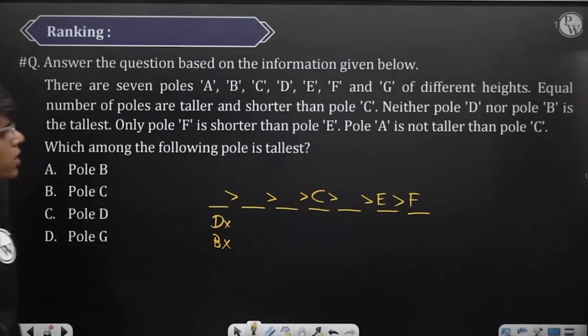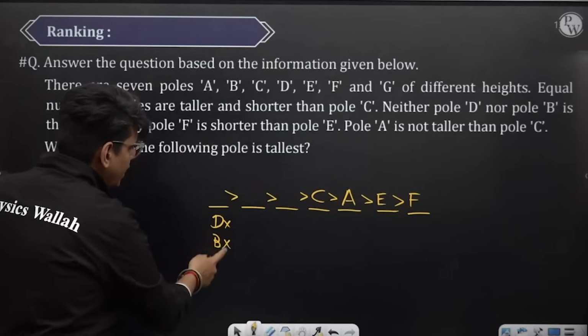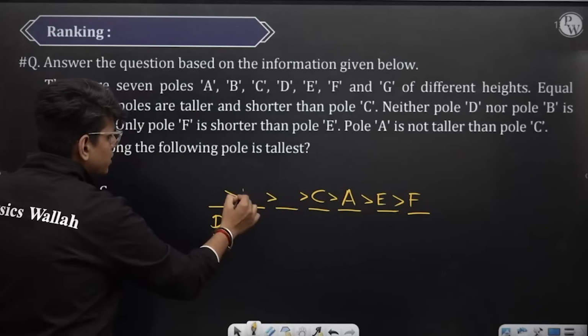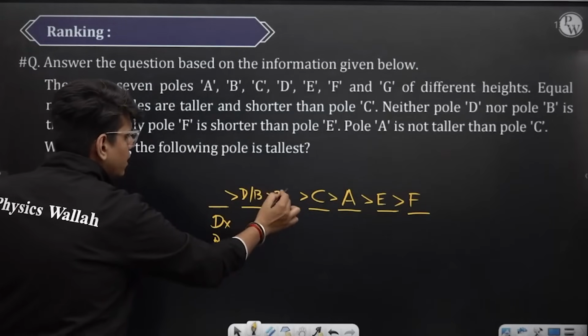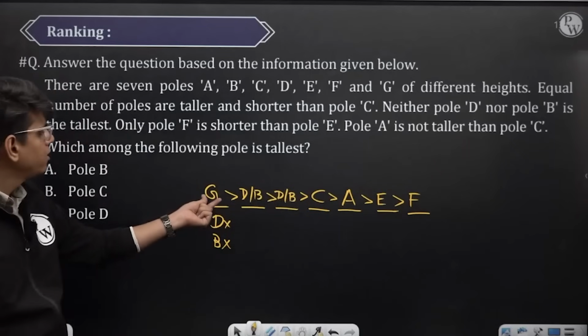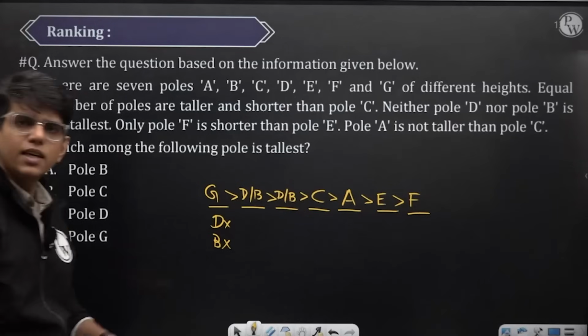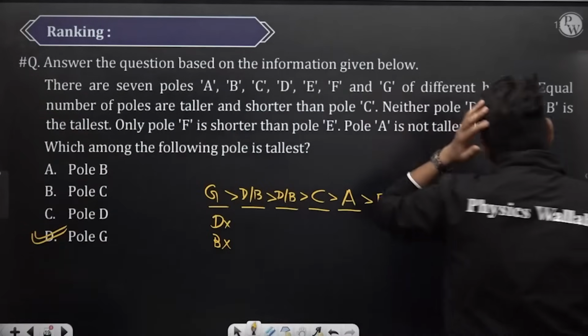Okay, pole A is not taller than C. That means this is here. Now D and B can't be here. So the only possibility for D and B is here. And the tallest will be G. G is left only, right? So G will be the tallest. That is asked: what is the tallest pole? So this is the answer. Okay, right? Let's move to the next question.